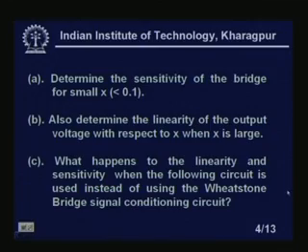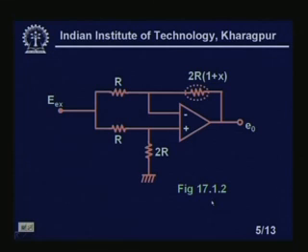So, instead of the Wheatstone bridge signal conditioning circuit, we will use an op-amp based circuit, and we will consider the linearity, sensitivity, all these things in detail. We will find there are some advantages of using the op-amp based circuits. So, we will discuss those things in detail. Let us look at the circuit. This is the circuit. Our solution starts here.